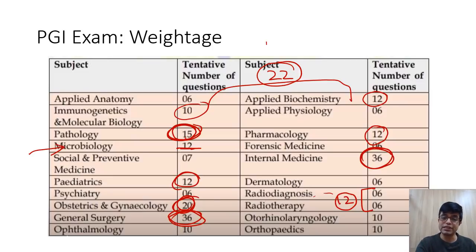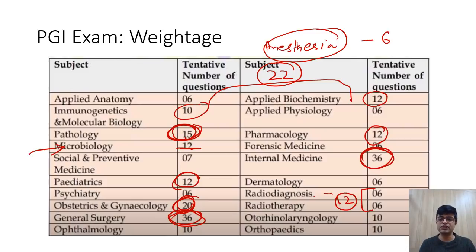And one subject which is missing here, it is not mentioned. This photograph is taken from the last prospectus of PGI. Anesthesia also has 6 questions. It is not mentioned there. It was a mistake, which had been skipped even by the PGI people themselves. They also forgot anesthesia as a subject, but you must read it. 6 questions. They might be very easy. So this is the general weightage.